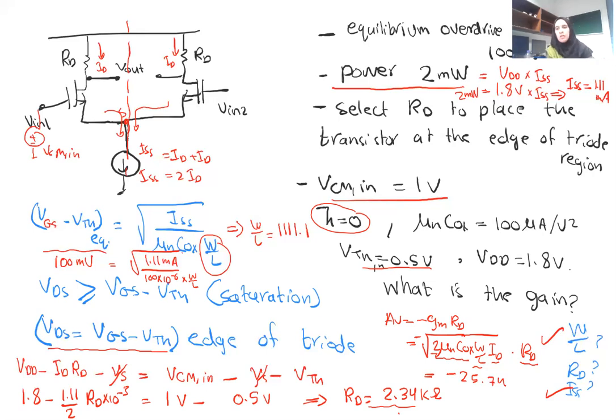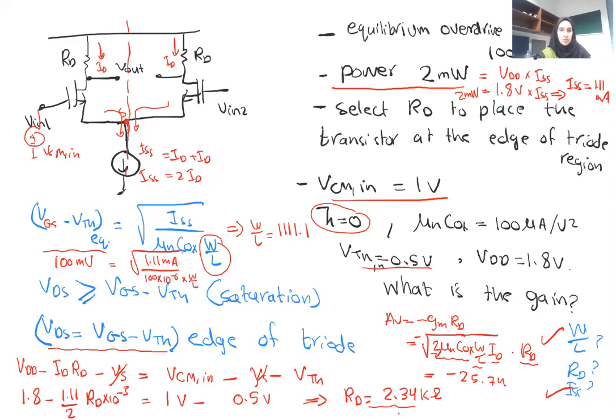Now let me revise again the steps that I followed. The question was giving me the equilibrium overdrive voltage. We wrote the equation for it, VGS minus V threshold equal to the square root of ISS divided by mu n COX W over L. After finding the ISS from the power relation, we substitute into this equilibrium overdrive voltage, and we found W over L.